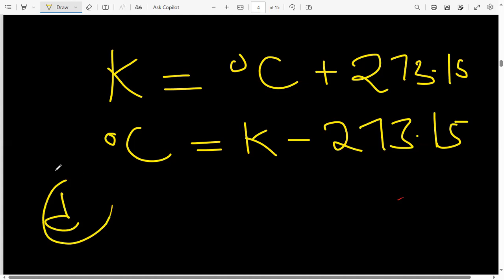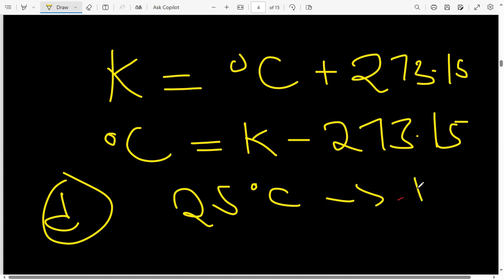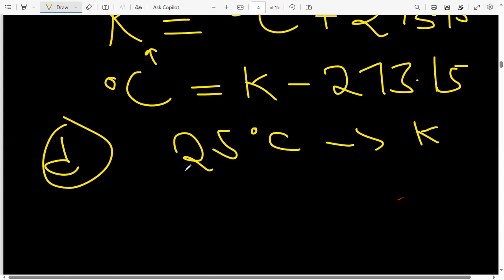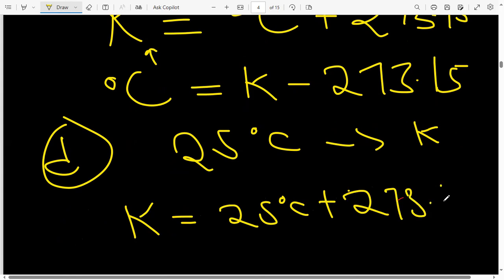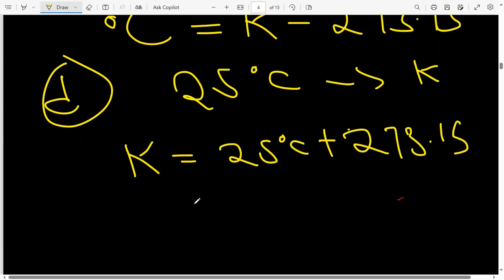So the first one here, they're saying, let's convert 25 degrees Celsius to the SI unit, which is Kelvin. So we're going to use this first formula here. So we're just going to say Kelvin is equal to 25 degrees Celsius plus 273.15. So just get your calculator and then you add this, and then you just ignore this symbol here. So whatever you get becomes kelvins. So 25 plus this, we punch on my calculator.